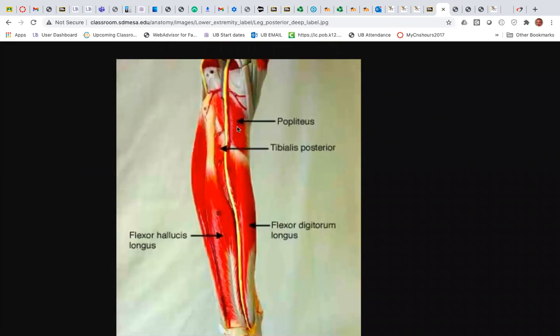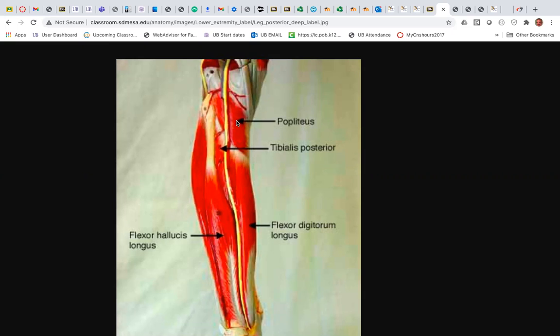A very important muscle that doesn't get enough attention is this one called the Popliteus. It's the key that unlocks the knee. Look at the direction of these fibers. They run on this oblique angle, and it crosses the knee joint. That's all it does. It crosses the knee on an angle.